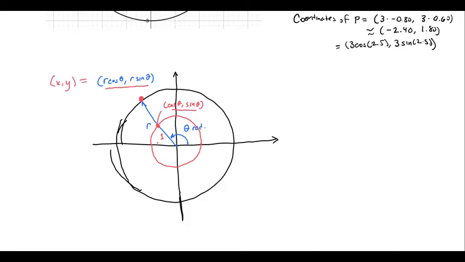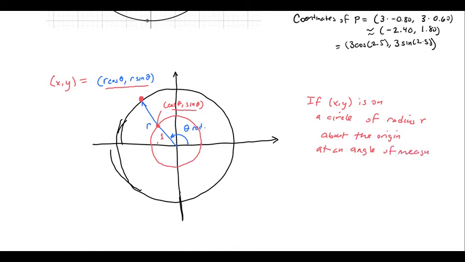So in general, if x comma y is on a circle of radius r about the origin at an angle of measure theta radians, then we have x equals r times cosine of theta, and y equals r times sine of theta. We're going to use this idea again and again, so let's put it in a nice blue box here.